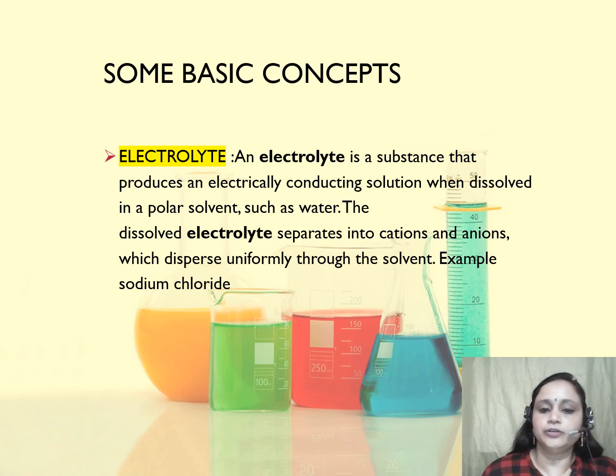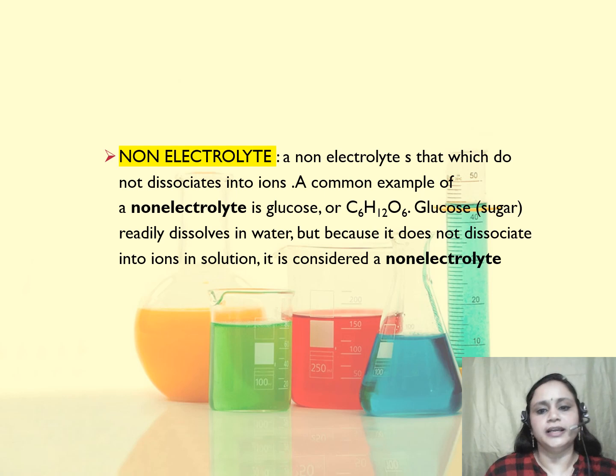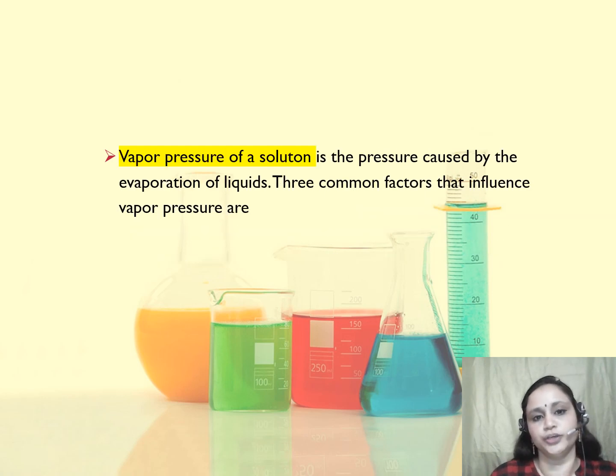Electrolyte. An electrolyte is a substance which, when dissolved in a solvent, can dissociate into ions. Thus, it separates into cations and anions and hence makes the solution conductive. Non-electrolytes are those substances which may dissolve but do not dissociate into ions. One of the foremost examples is glucose. It readily dissolves in water but does not dissociate into ions. So that would be considered a non-electrolyte or a non-electrolyte solute.